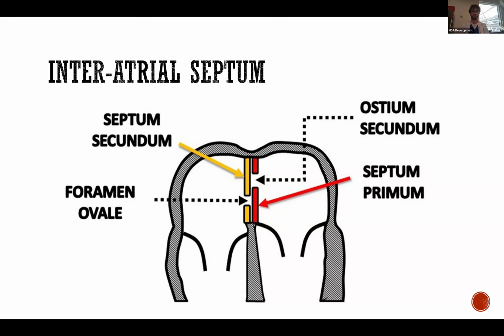But you might be wondering, how does it close? It closes because the septum primum will close on the septum secundum. The first septum, the prime one, the premium, will close on the second septum, which is the septum secundum.